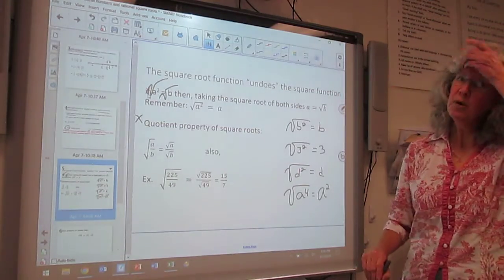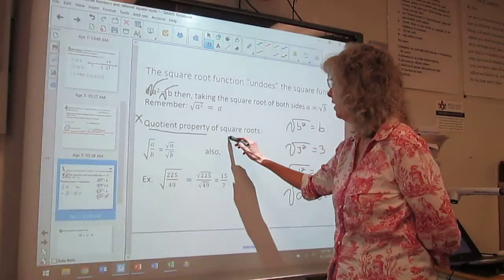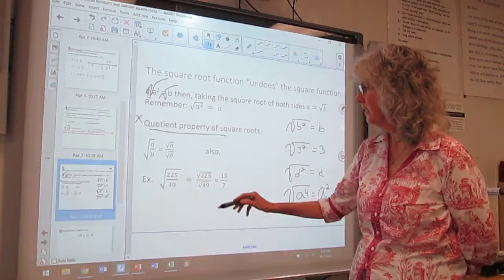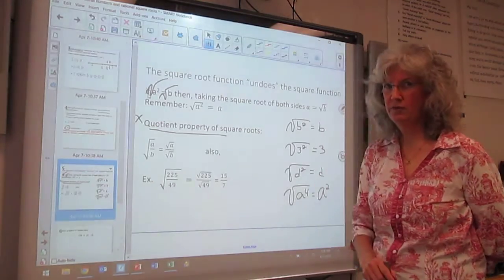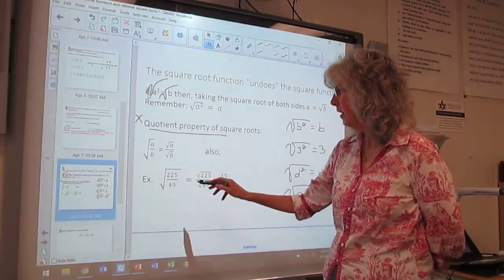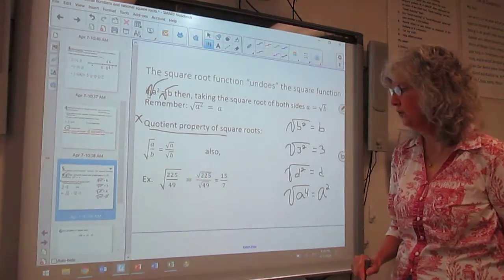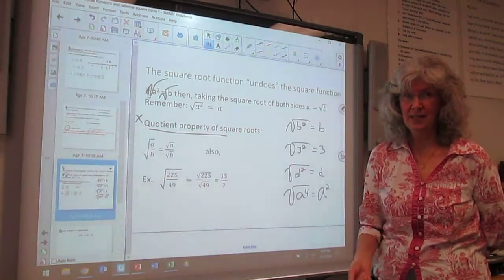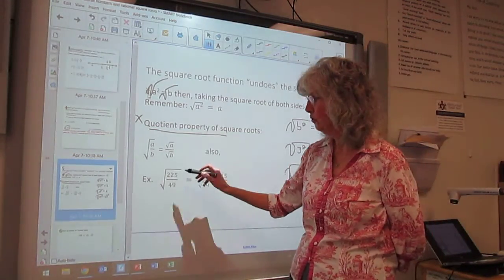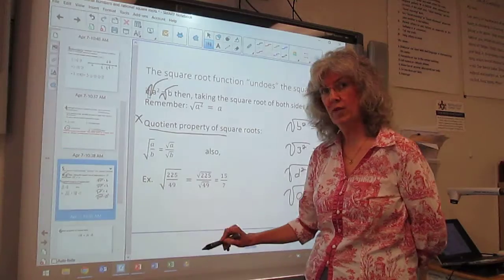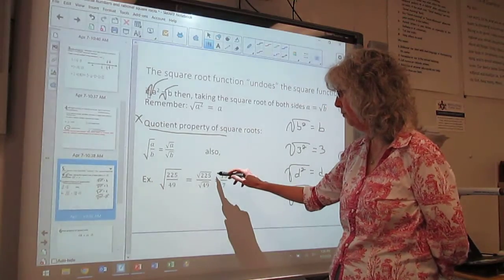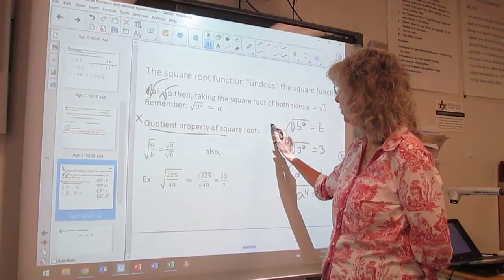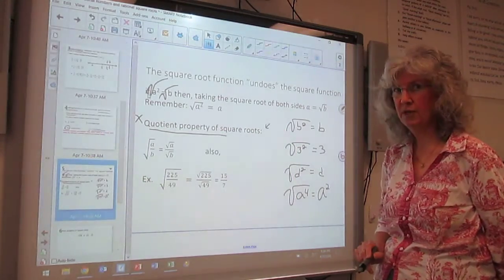Now we're going to get to two very important properties. The quotient property of square root states that the square root of a rational number is the square root of the numerator over the square root of the denominator. If we have the square root of 225 over 49, and we plug 225 over 49 into our calculator, we're going to have a mess to take the square root. But 225 is a perfect square, as is 49. So let's take the square root of the numerator and the square root of the denominator and get 15/7. And that's how we use the quotient property of square roots.